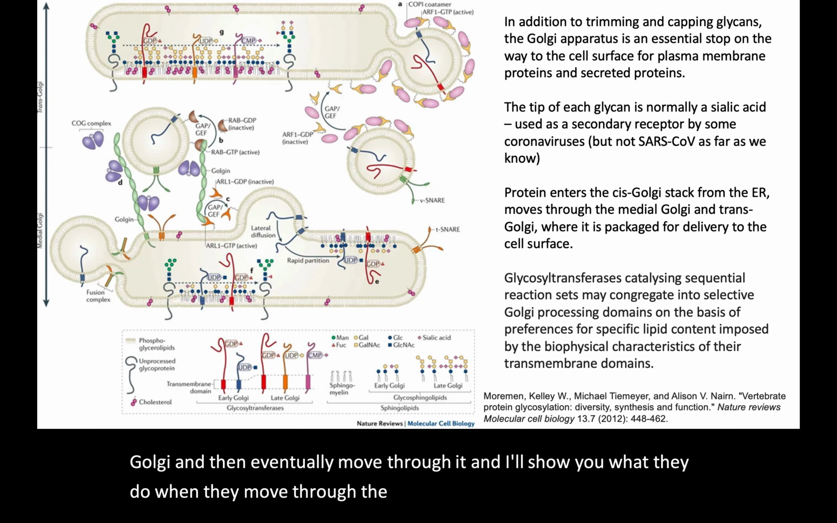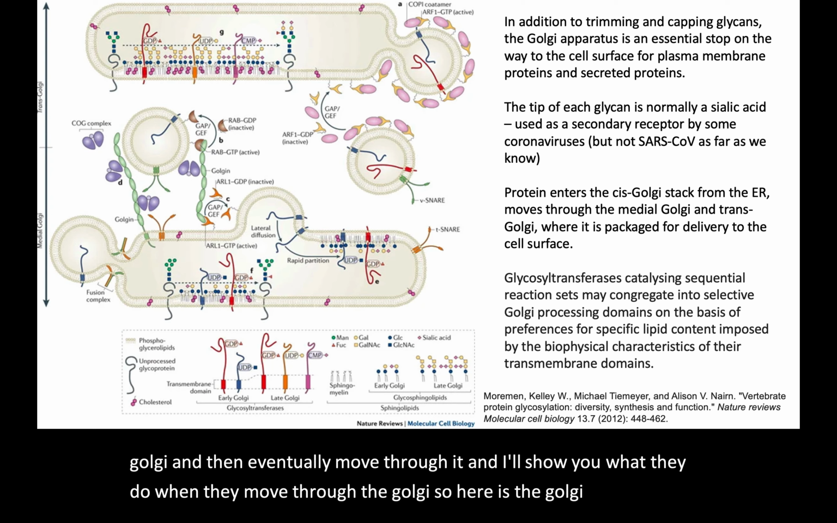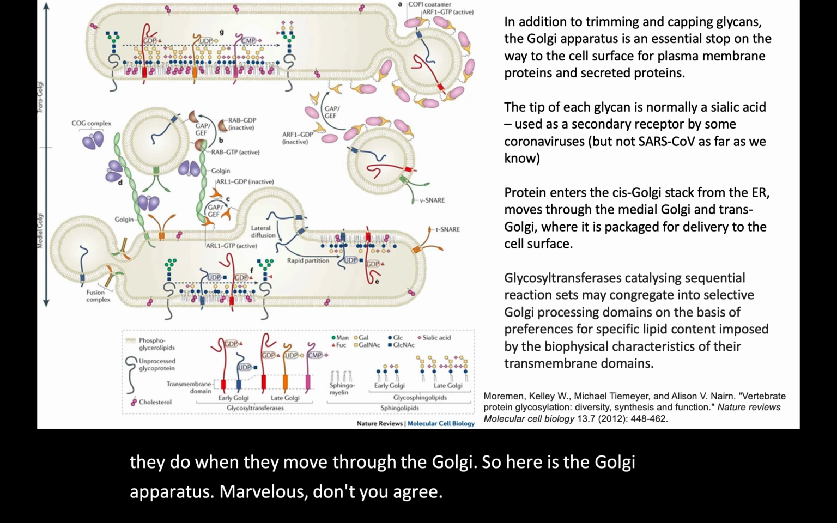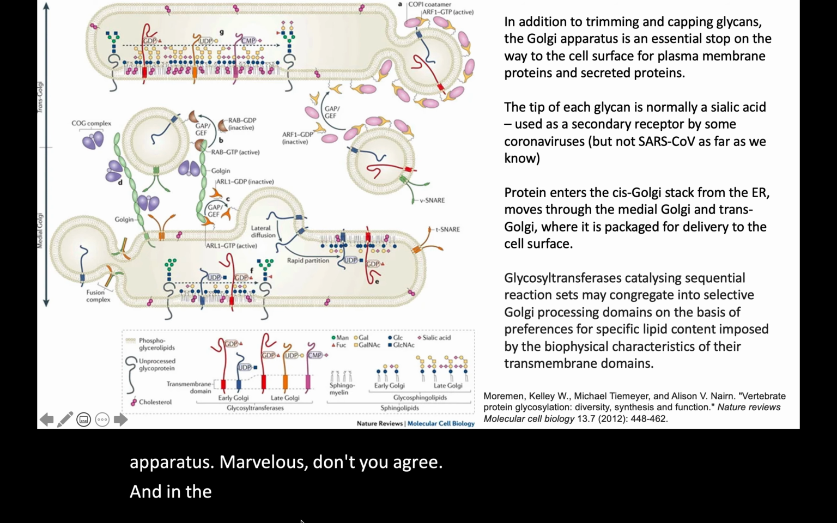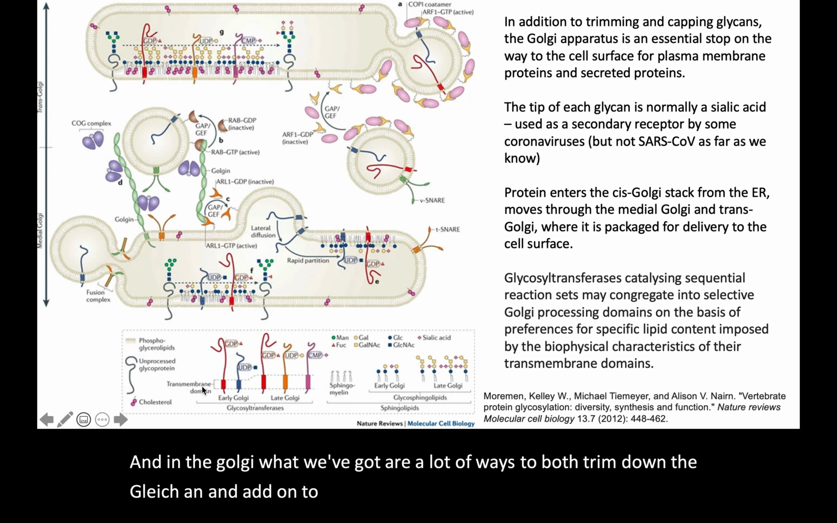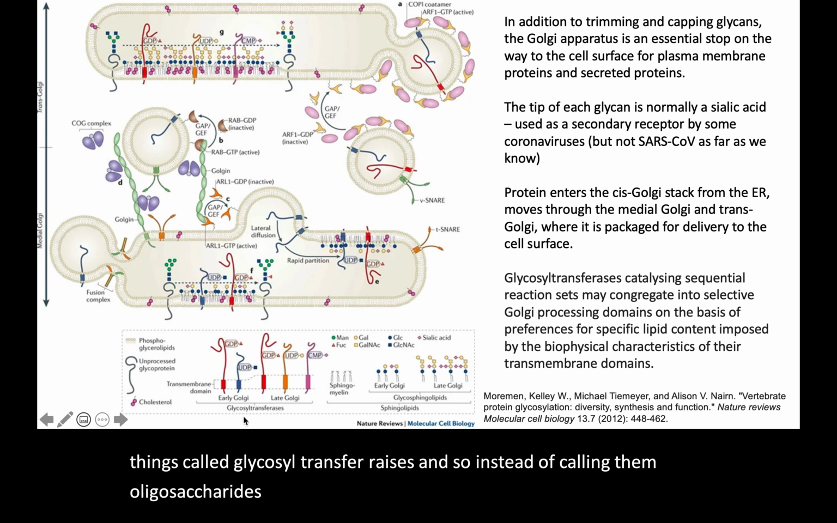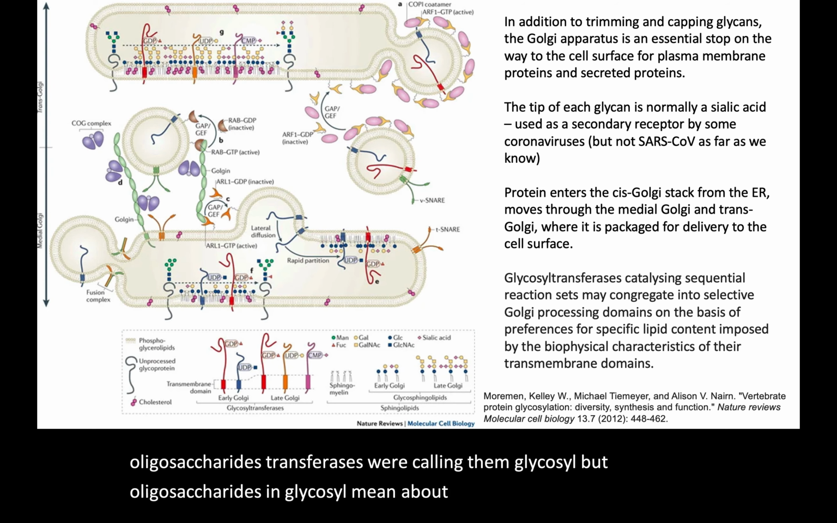So here is the Golgi apparatus. Marvelous. Don't you agree? And in the Golgi, what we've got are a lot of ways to both trim down the glycan and add on to the glycan. So you've got a bunch of these things called glycosyl transferases. And so instead of calling them oligosaccharide transferases, we're calling them glycosyl, but oligosaccharide and glycosyl mean about the same thing. So they got different names that kind of mean the same thing.